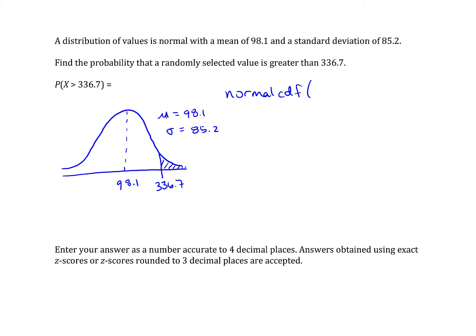Normal CDF takes up to 4 inputs. The first two are the lower bound of your shaded region and the upper bound of your shaded region. So we go to positive infinity for this, because this continues on forever. But there's no infinity key on the calculator, so we're going to use e to the 99th, which just means 1 times 10 to the 99th power. The mean is 98.1, and the standard deviation is 85.2. And those are the last two inputs that we give to the function.